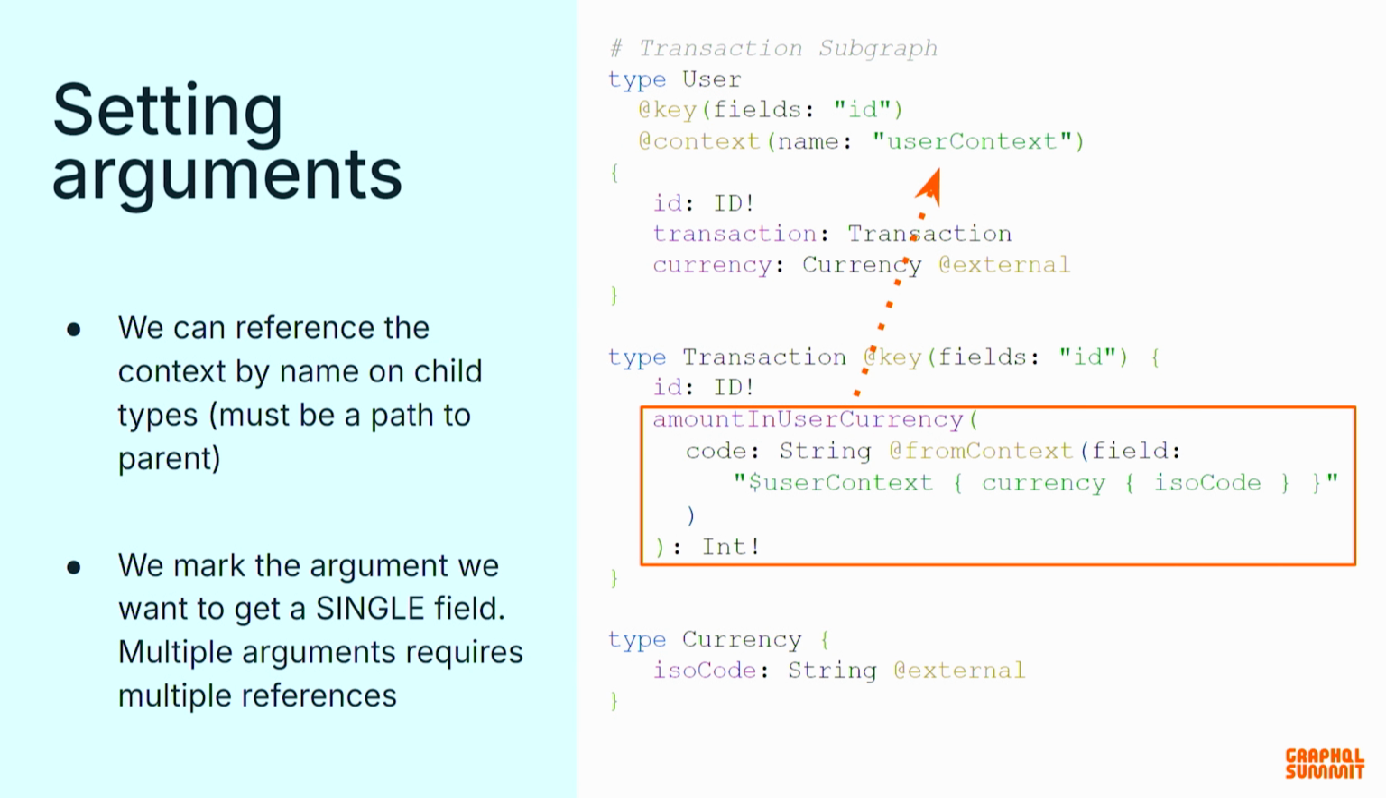So from context now allows us to specify a field that we want to pass in to this argument. You'll see the from context directive is annotated on the argument itself, right? So we're selecting one field to pass into this argument. So we specify the $ name of the context, that unique name, and then we do our field selection. Again, let's map to one single field. If you have multiple arguments that you need to resolve there, then you just do multiple from context. You don't need to declare multiple context definitions. You can reuse that, but you do need multiple at from context.